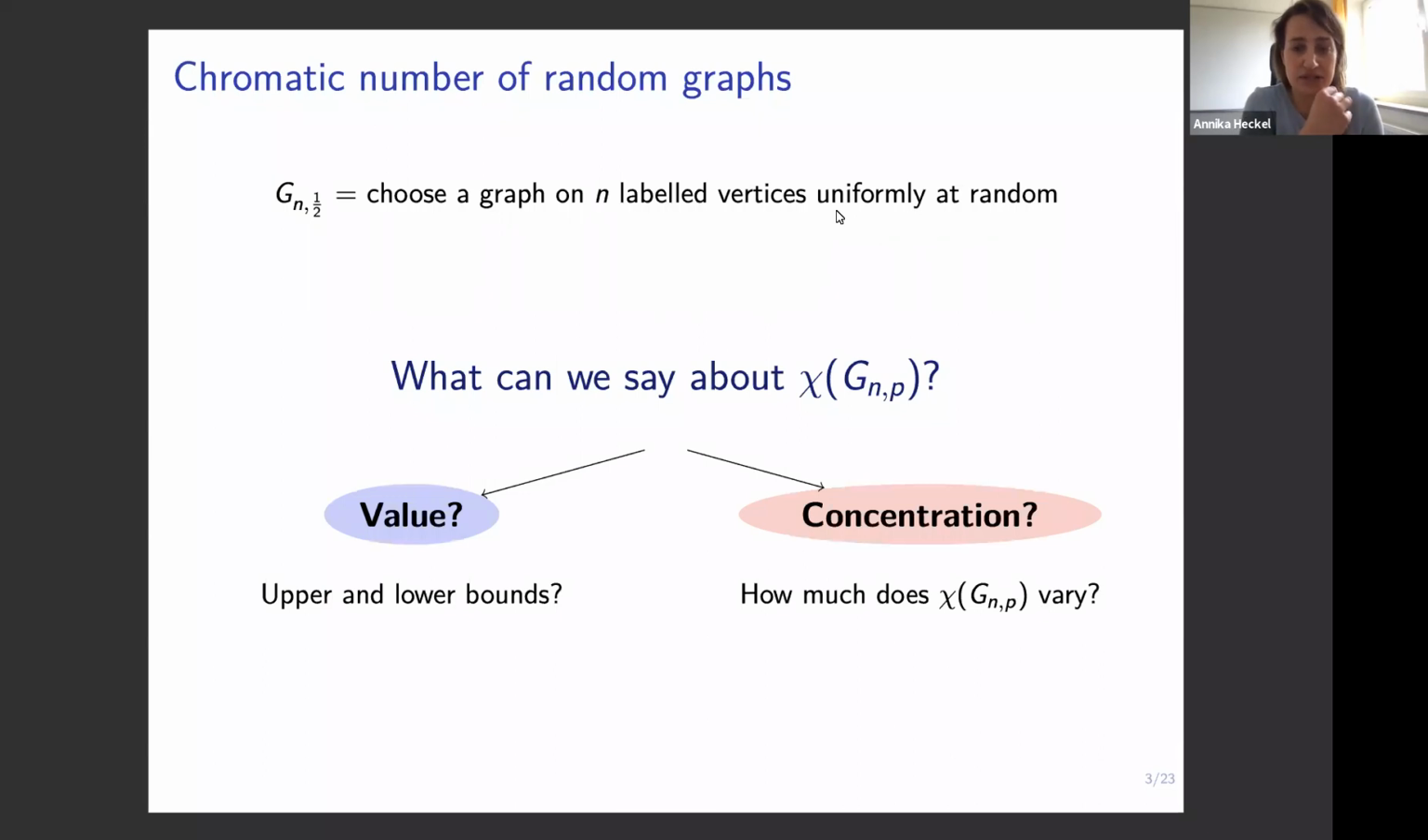Results about the chromatic number of G(n,p) generally fall into two categories. The first question we can ask is, what is the typical value of the chromatic number of G(n,p)? Can we prove upper and lower bounds that hold with high probability if n is large? And the other question is, even if we know the typical value, or even if we don't know it exactly, can we say something about how much the chromatic number of G(n,p) varies?